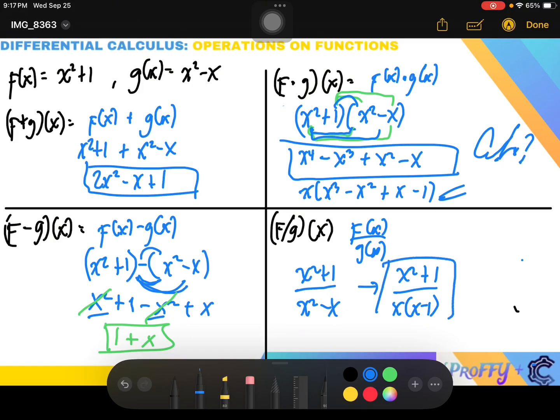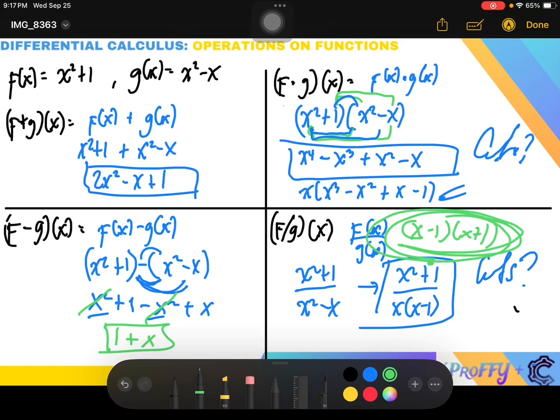So this is our final answer, guys, for the division of f of x over g of x. Gets, guys? So here, why can't it be written like this? It can't be x minus 1 and x plus 1, because it is not a difference of squares. A difference of squares needs a negative sign to be applicable here. Since it is positive, this is the only answer. So this is already done. Gets, guys?